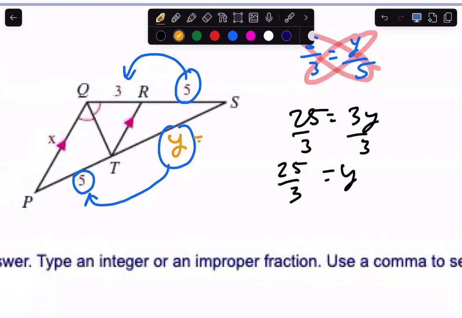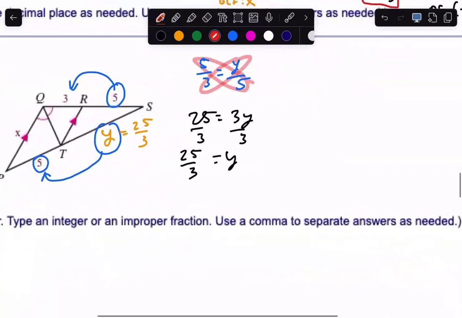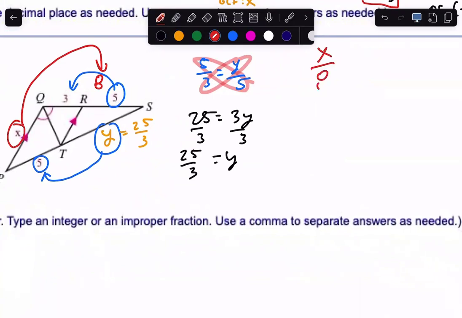Okay, so we figured out this is 25 thirds. Now we can write the proportion of x is to 8, right? Because that's what 3 plus 5 is. So x is proportional to 8. And then 5 is proportional to 25 thirds.